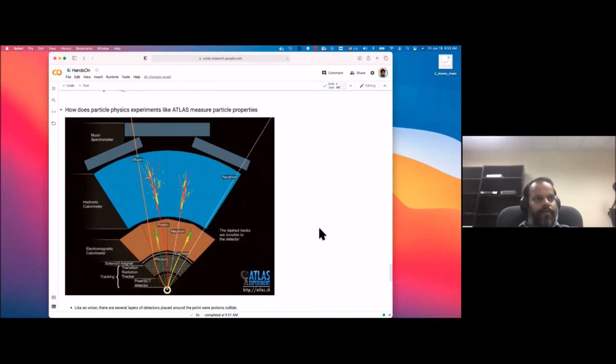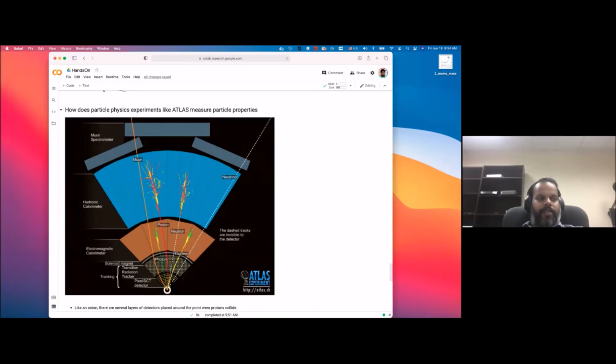I think I have shown you this plot. This is a cross-section view of the ATLAS detector. Proton interactions happen here, and when protons interact, a lot of particles come out of it. Some of these particles are charged, some are neutral. For example, a neutrino is a neutral particle. It also doesn't interact with any of the detector medium.